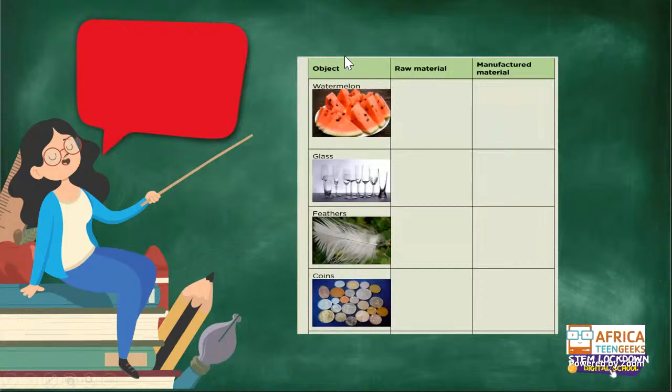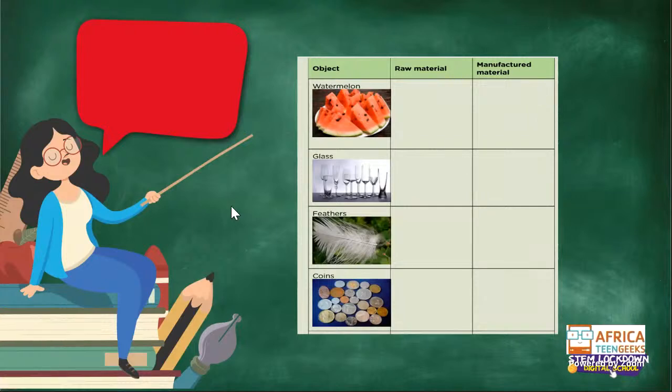So here you are given an object. This is your object. This is watermelon. This is glass. This is feathers. And then this is coins. And then there will be more objects that are shown on the next slide. And then here is the raw material. And then here is your manufactured material.